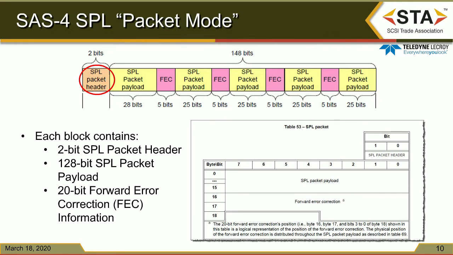And, looking closer at the basic layout of an SPL packet, again, there's that 2-bit packet header, 128 bits of payload, so 4 D words in each segment, and then 20 bits of FEC. Every SPL packet is fixed in length, 150 bits. In the spec, they show the 20-bit pattern at the end, but it's really interlaced on the wire within the payload, always in the same relative position.